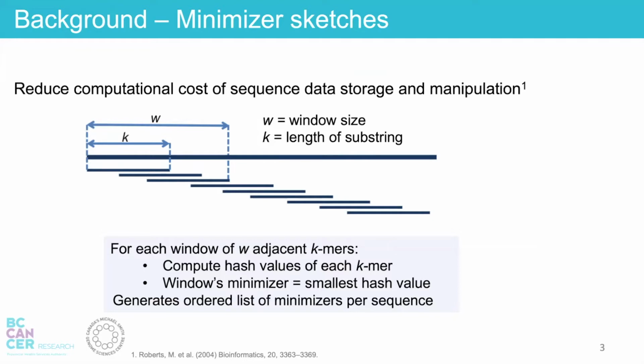Before diving into the algorithmic details of LongStitch, first some background about minimizer sketches, which is pretty important within the NT-Link algorithm. Minimizer sketches reduce the computational cost of sequence data storage and manipulation, and they're widely used in various bioinformatics tools such as Minimap2, and also our own ntJoin. The idea is that instead of computing all of the k-mers on all of the input sequences, which can be quite costly, we use a particular subset of k-mers. In generating our minimizer sketches, for each window of w adjacent k-mers, we compute the hash value of each k-mer using ntHash, and then we assign the window's minimizer to be the smallest hash value. Repeating that over the length of the sequence generates an ordered list of minimizers per sequence that we can use to map the long reads to our assembly.